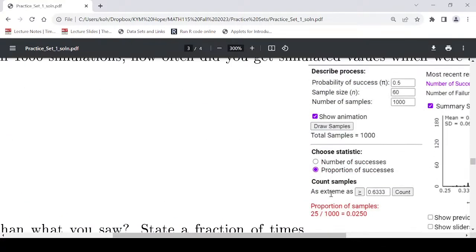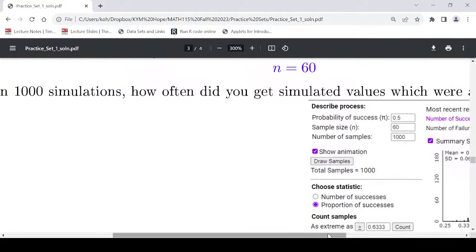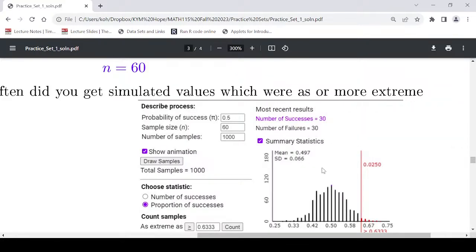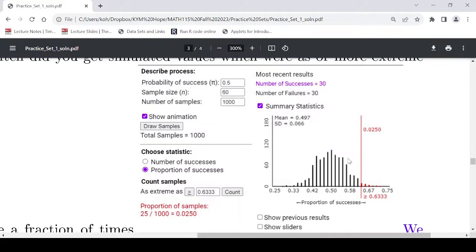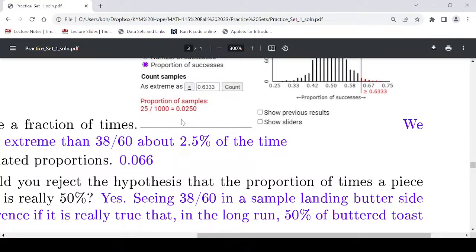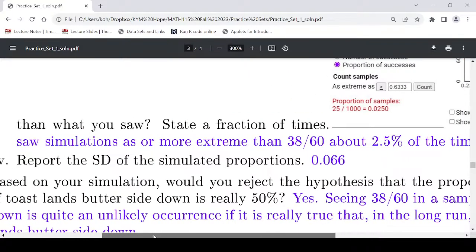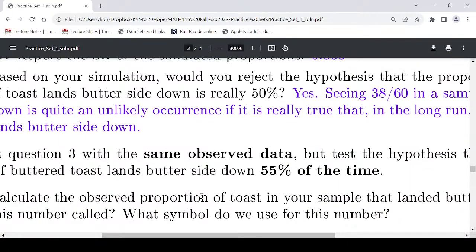Because, see, it's so rare. If you really say that the buttered toast will land about half the time on the butter side down, but here you are seeing 63%. This does not happen very often when you say pi is 0.5, you see. That's the rationale. It only happens about 2.5% of the time. And so the rationale is, okay, because it's so rare, I am going to reject that hypothesis.